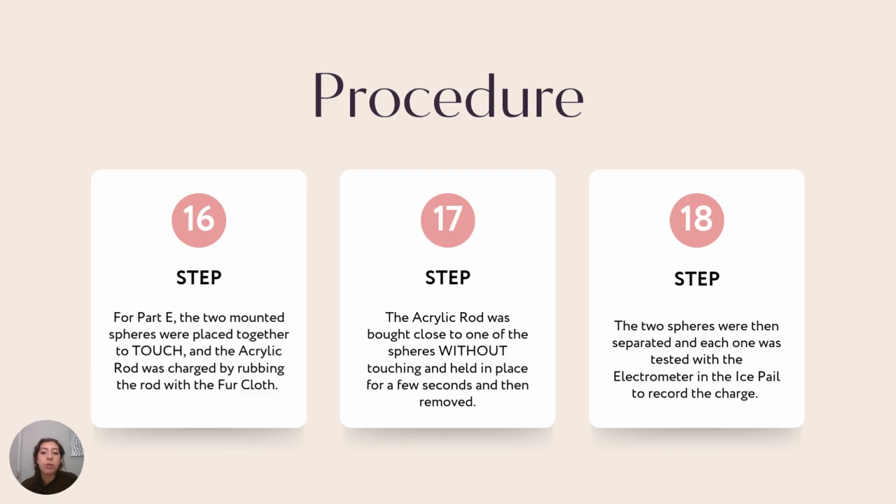For step 16, part E, the two mounted spheres were placed together, touching, and then the acrylic rod was charged by rubbing it with the fur cloth. Next, the acrylic rod was brought close to one of the spheres without touching and held in place for a few seconds, then removed. The two spheres were then separated, and each one was tested with the electrometer and the ice pail to record the charge.